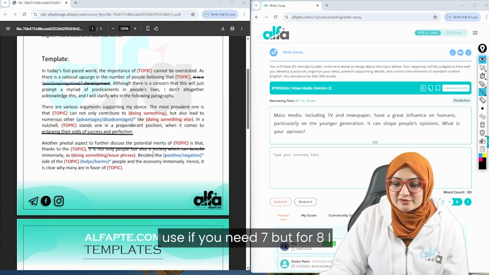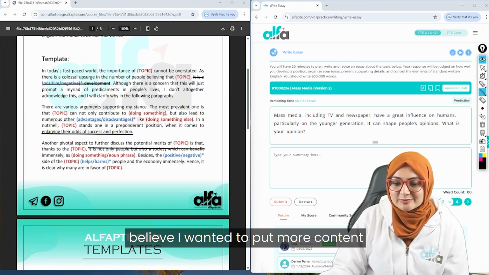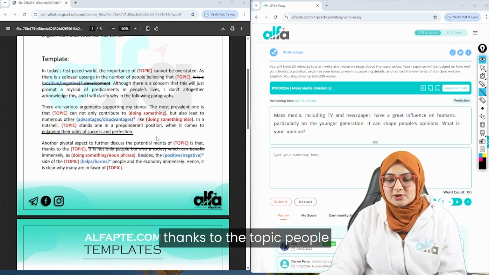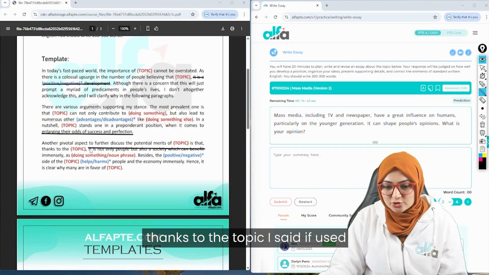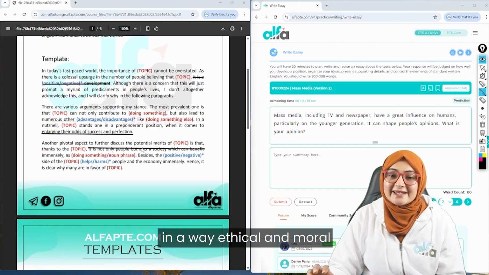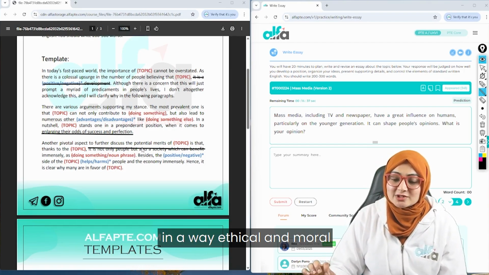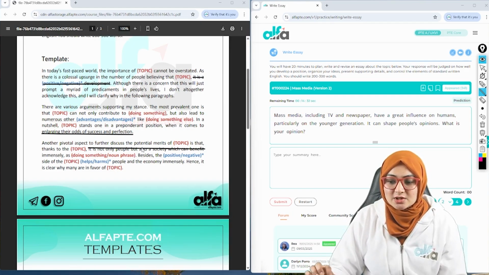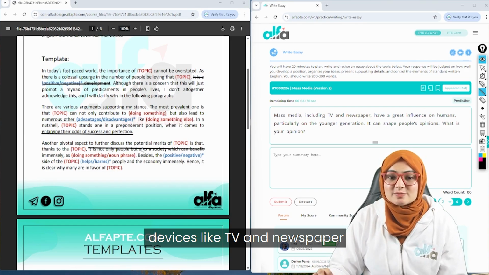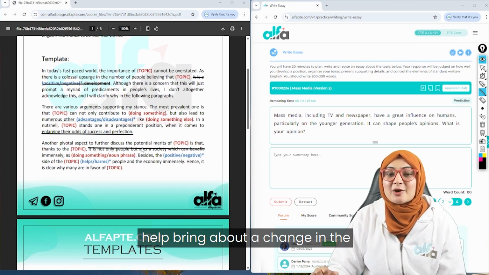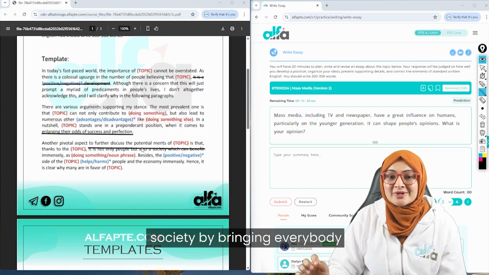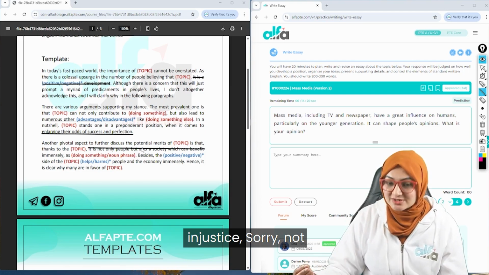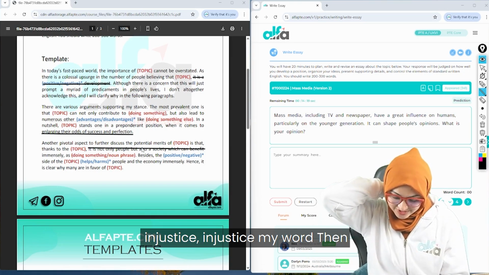This you can use if you need it for paragraph 7, but for paragraph 8 I believe I wanted to put more content. Thanks to the topic, I said, if used ethically and morally, mass communication devices like TV and newspaper help bring about a change in society by bringing everybody together and fighting against injustice.